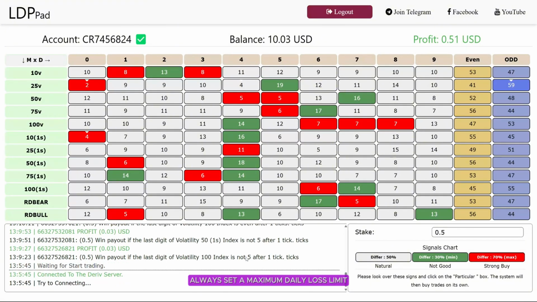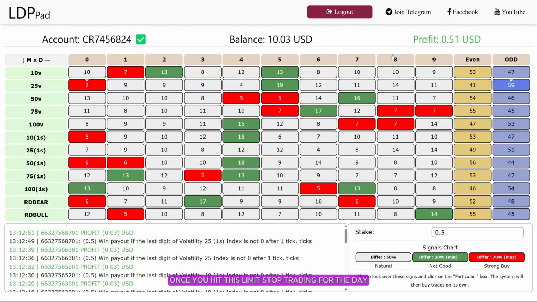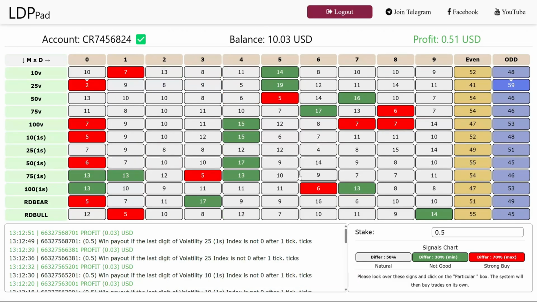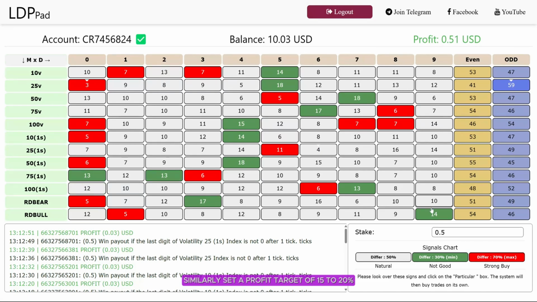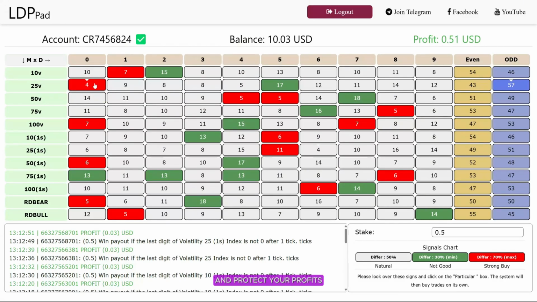Always set a maximum daily loss limit. I recommend 10% of your account balance. Once you hit this limit, stop trading for the day. Similarly, set a profit target of 15 to 20%. Reaching your target is a good time to take a break and protect your profits.